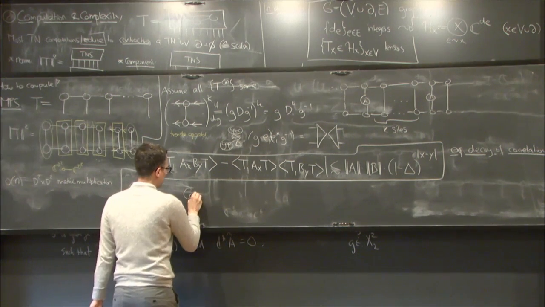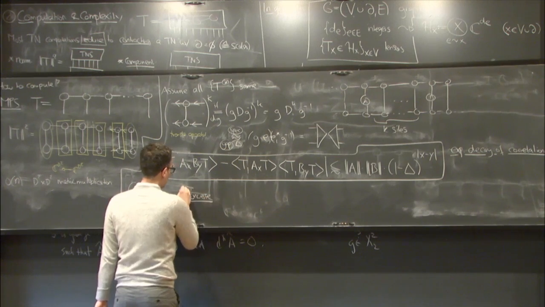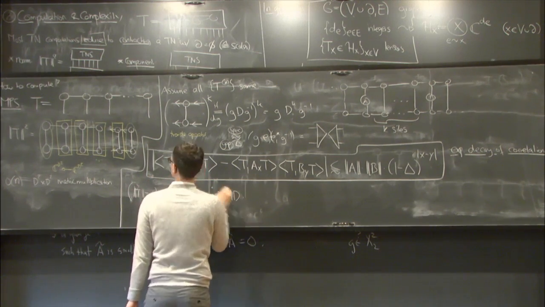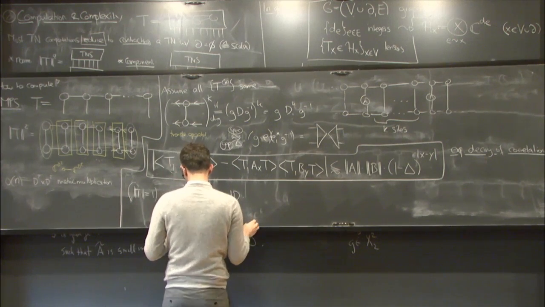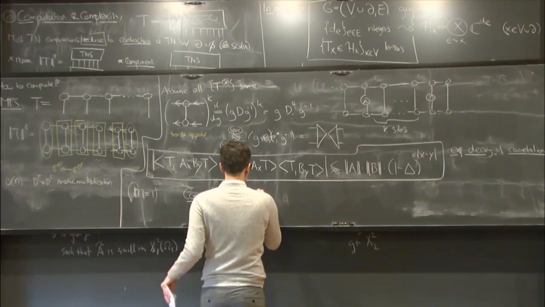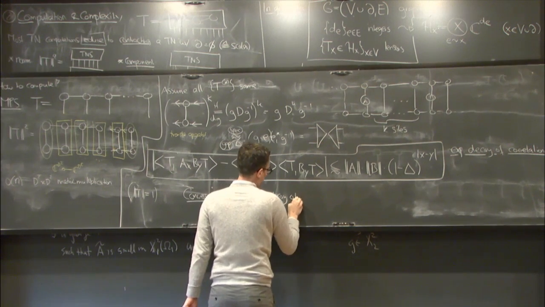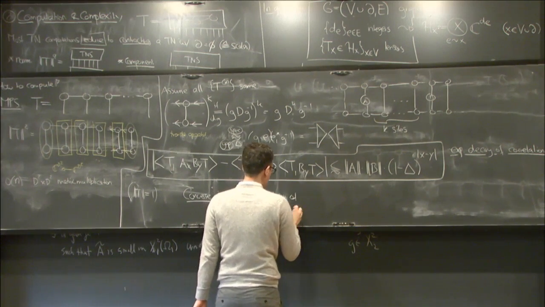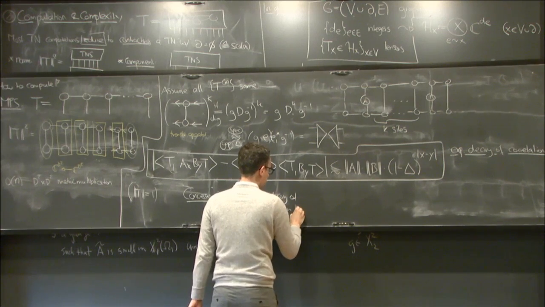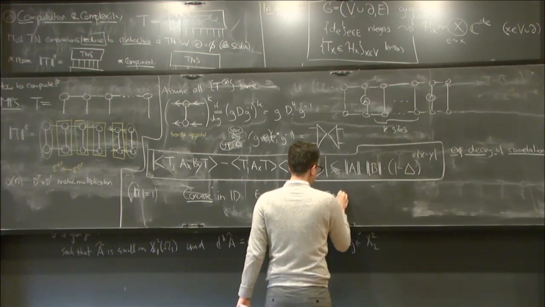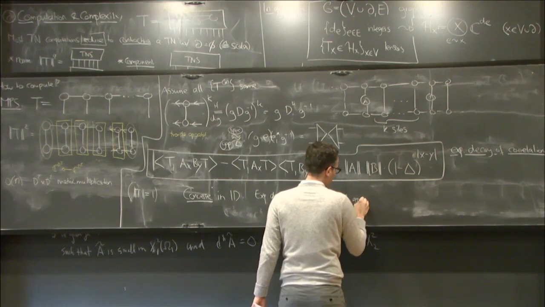So there's a converse in 1D. I guess everything on this board was in 1D. So exponential decay of correlations, I'll just say again in 1D, implies the existence of an MPS approximation.